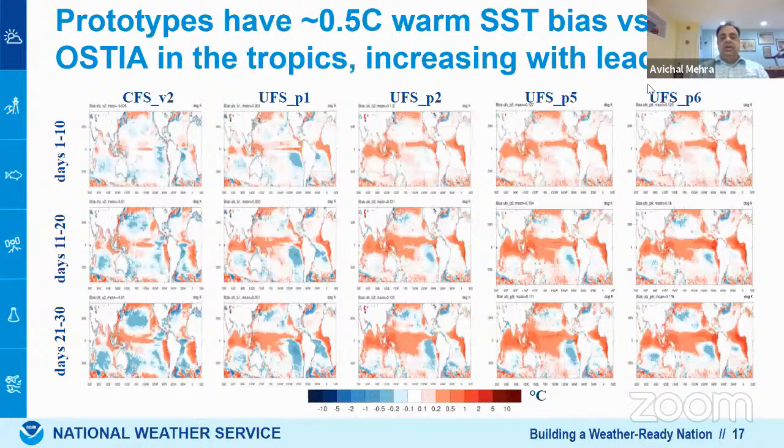But there are some problems too. So here's looking at SST biases compared to Ostia in the tropical regions. And we see a warm bias of roughly 0.5 degrees Celsius, starting with prototype 1, but this bias is still there through prototype 6, and it tends to grow as we move from the first few days, first week of the simulation to weeks 3 and 4.